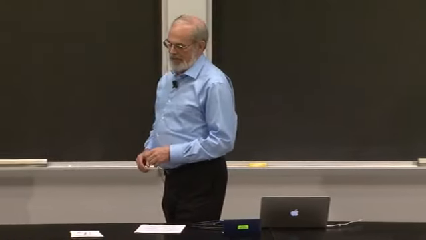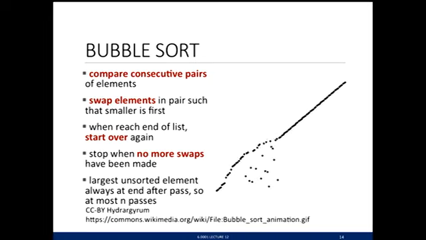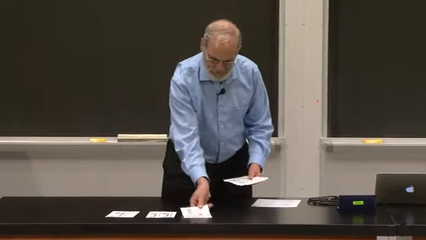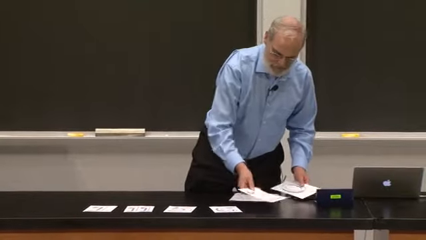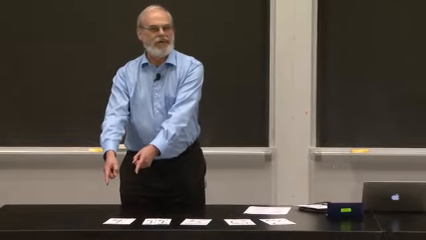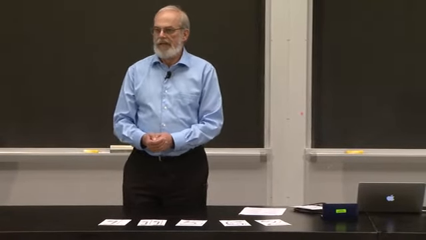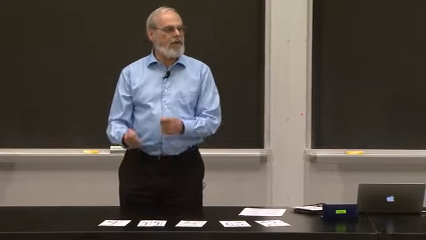Here's a second way to do it. It's called bubble sort. I'm going to do this with a small version of this. I'm going to put out a set. I'll turn these up so you can see them in a second. The idea of bubble sort is I'm going to start at, I'm going to call this the front end of the list, and I'm going to walk down comparing elements pairwise. And I'm always going to move the larger one over.